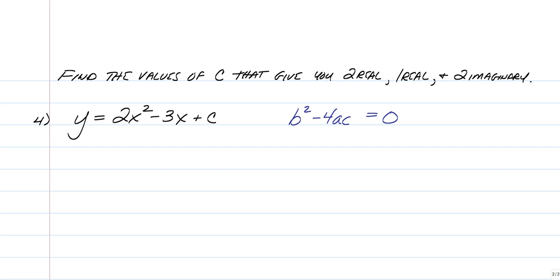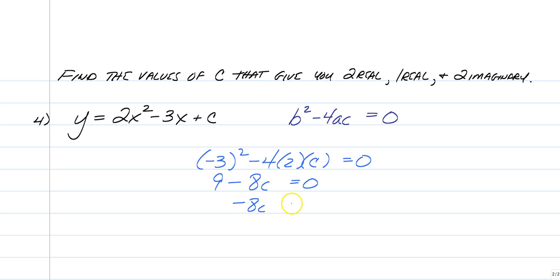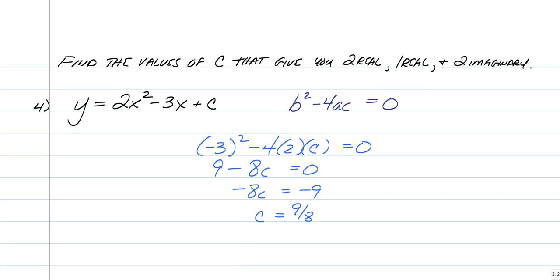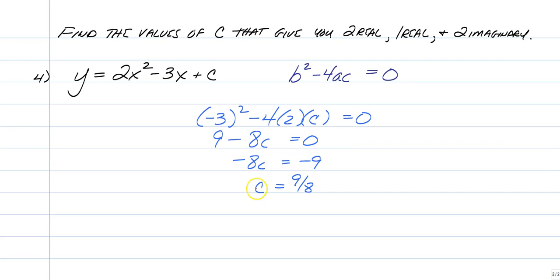So we're going to start by saying b squared minus 4ac, so that's going to give us a negative 3 squared minus 4 times 2 times c, and that's equal to 0. So 9 minus 8c equals 0. So a negative 8c is equal to a negative 9. So c is equal to 9/8. Okay, so we now know that if c is equal to 9/8, we're going to get 0.